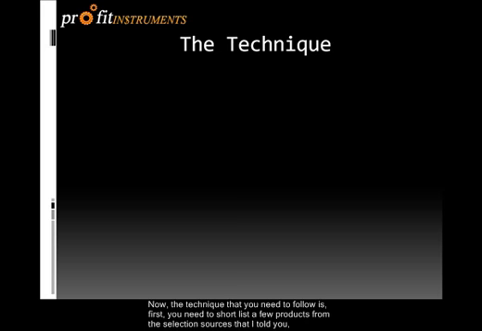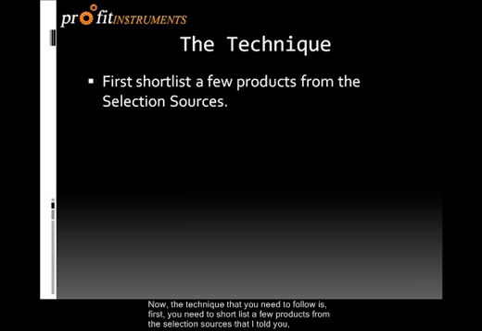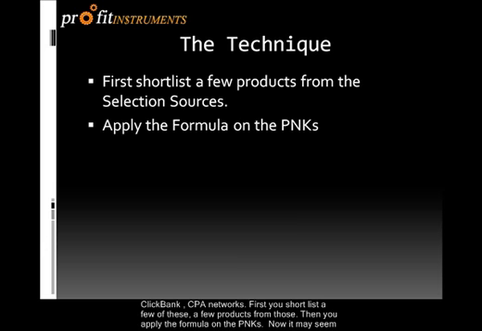Now the technique that you need to follow is, first you need to shortlist a few products from the selection sources that I told you, ClickBank and JV Notify Pro and CPA networks. First you shortlist a few products from those, then you apply the formula on the PNKs. Now although it may seem that applying the formula is a very difficult task, it's not really that difficult, because once you get the hang of it, you'll be finding product name keywords in 2 minutes or less.